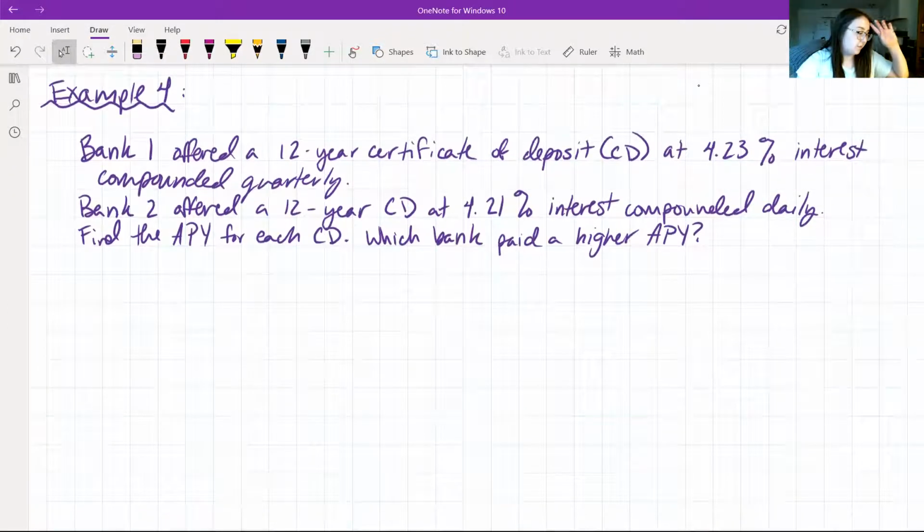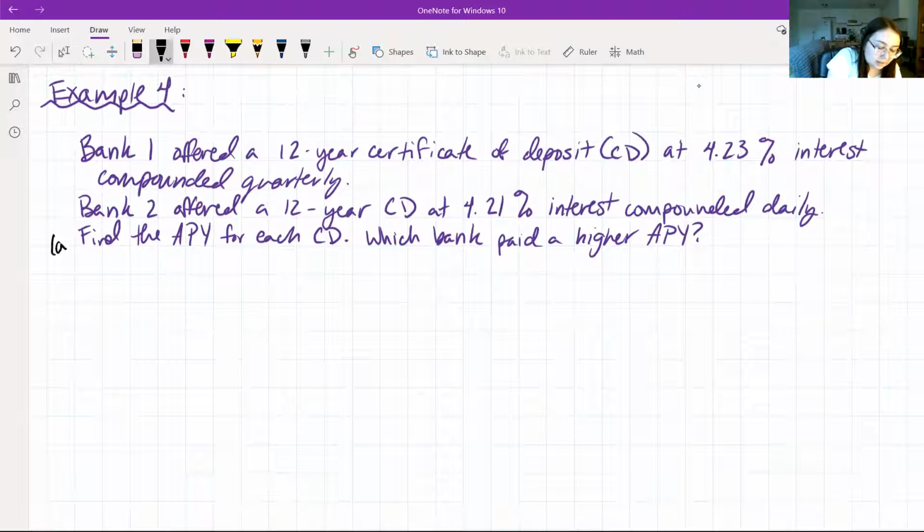All right. Then, for example, 4 here, we say Bank 1 offered a 12-year certificate of deposit, which we call a CD, at 4.23% interest compounded quarterly. Bank 2 is going to offer a 12-year CD at 4.21% interest compounded daily. So we want to find the APY for each CD, and then we want to know which bank paid the higher APY. So we're doing two things here.